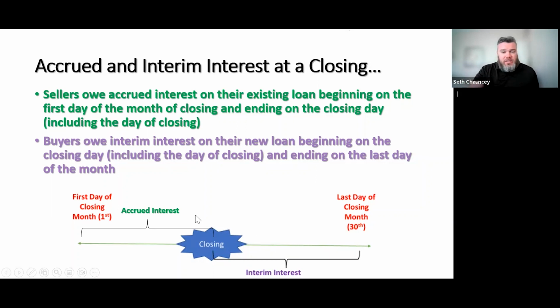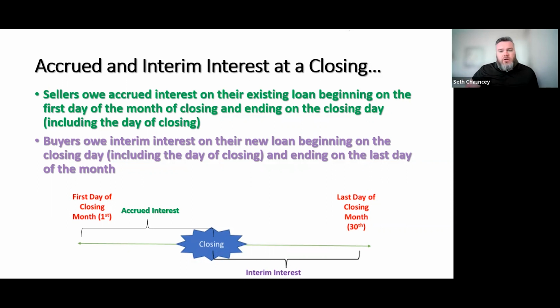The seller is easy, because since it always runs from the first of the month up to and including the day of closing, the seller always owes the day of closing. In other words, if you're closing on the 20th, they owe 20 days. If you're closing on the 10th, they owe 10 days. It will never deviate for the seller, because it is always the first of the month through and including the day of closing. Does that make sense? So there's no guessing game on how many days the seller's responsible for their accrued interest. Whatever day is closing, that's how many days they're responsible for.